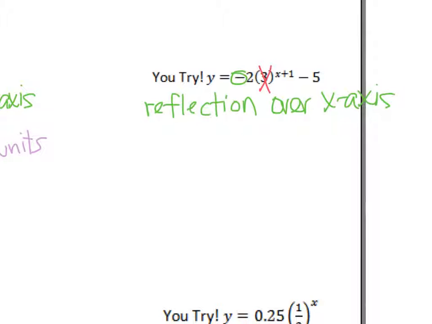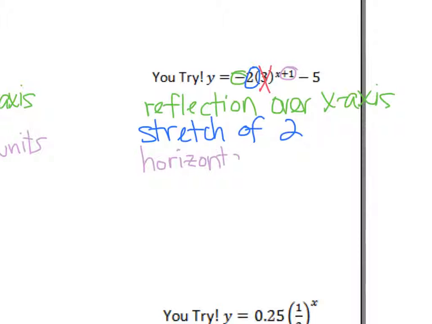The next thing I come across is a 2 here. That 2 is being multiplied, so again that means stretch or compress. It's a number greater than 1, so it's a stretch of 2. The next number I run into is the plus 1. That's part of my exponent, so that means horizontal shift. Doesn't matter that it's not in parentheses, horizontal is the opposite. So since it's plus, that means the opposite, so it means left, because that's a negative direction, 1 unit.